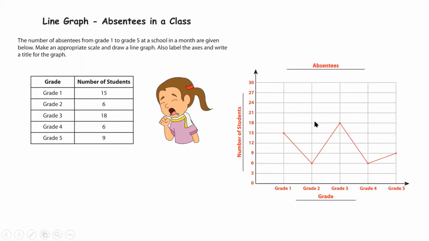So here the graph is marked for grade 1. You have to mark it at 15, grade 2, 6, grade 3, 18, grade 4 again 6 and grade 5, it is 9. So it's all equal distance. The numbers are marked at equal distance and it's drawn neatly. Understood how to draw a line graph?